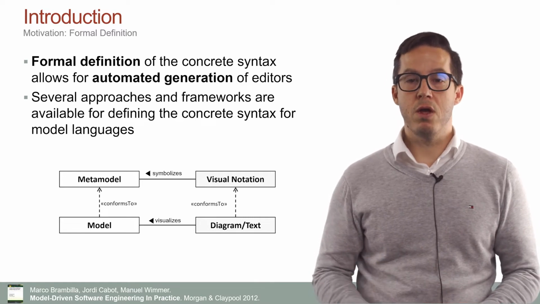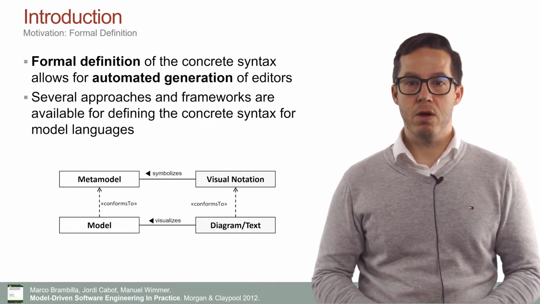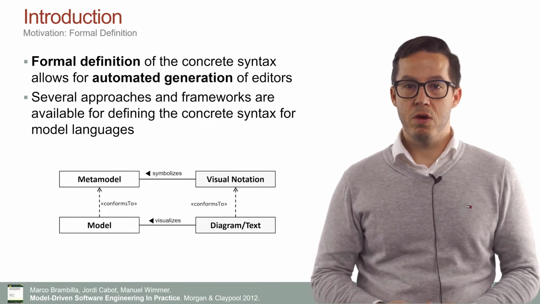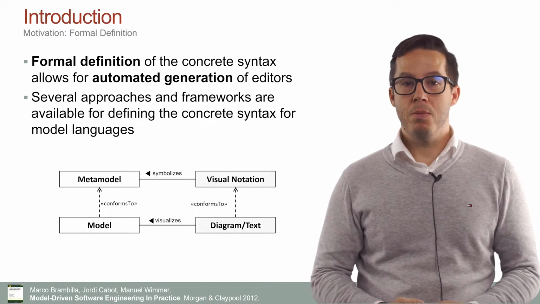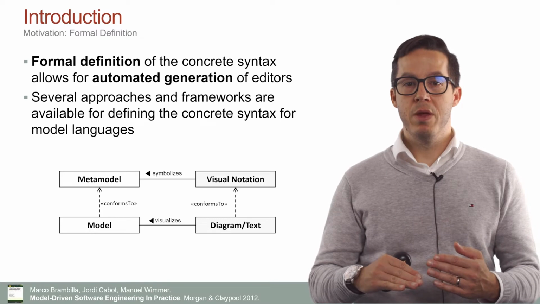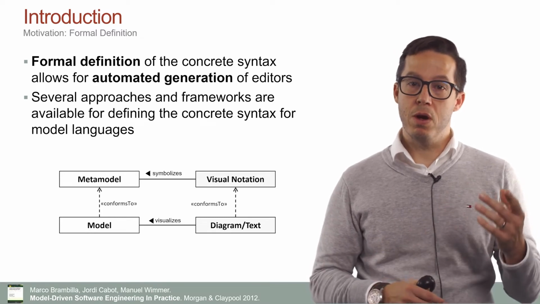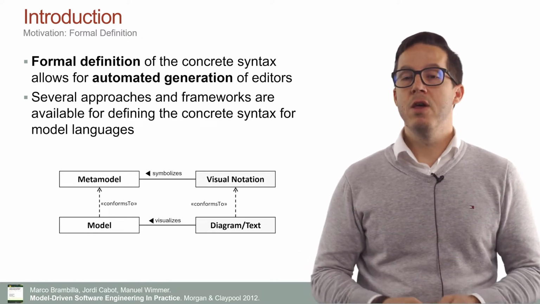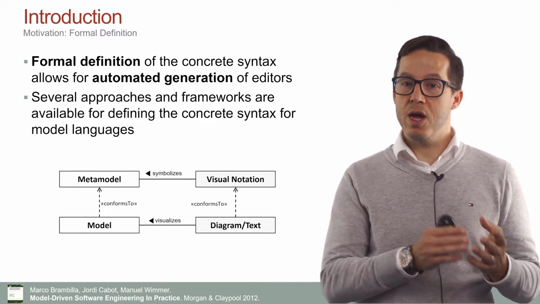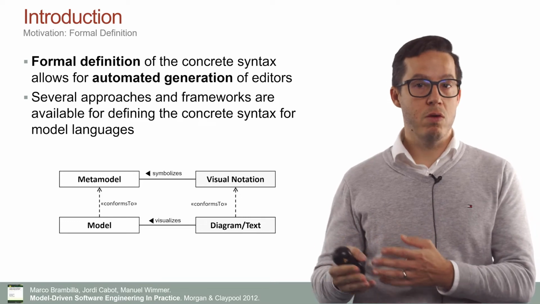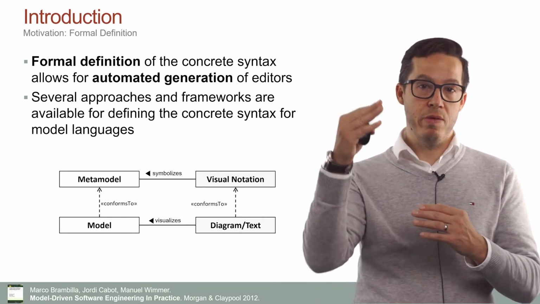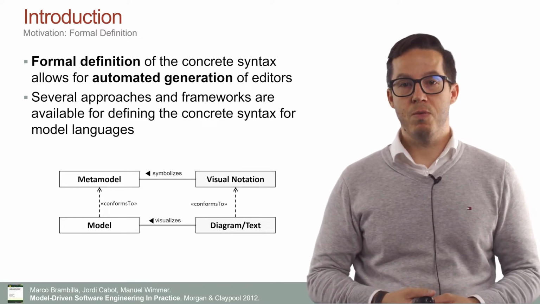On a generic basis, what is very important is to understand the relationships between the meta model and the concrete syntax, so abstract and concrete syntax. The visual notation, as visualized in this schema on the bottom, symbolizes our meta model elements. And then if we go to the lower level, every model which is conforming to our meta model is then visualized using one diagram or text, depending on whether we have a graphical concrete syntax or a textual concrete syntax. And independently, this diagram or text conforms to the visual notation that we have specified.